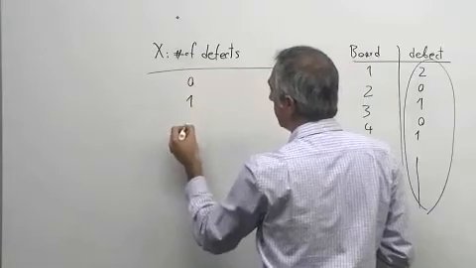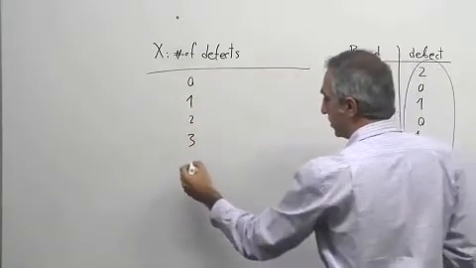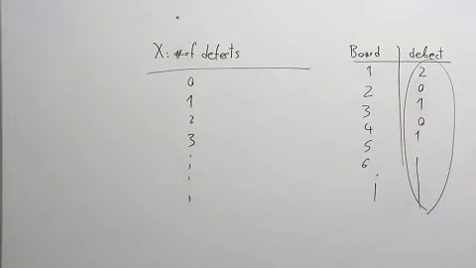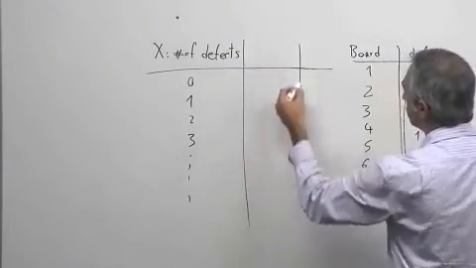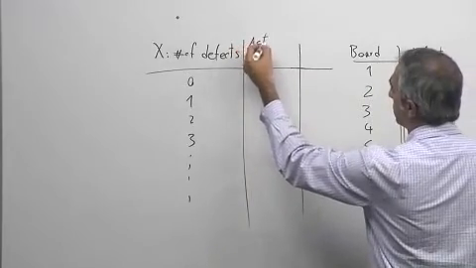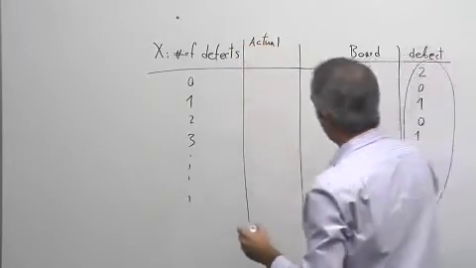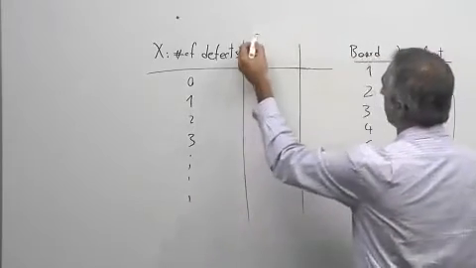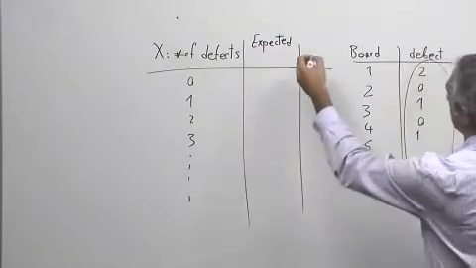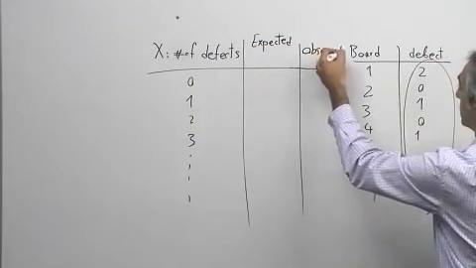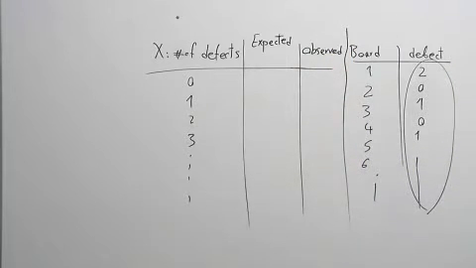It's 0, 1, 2, 3. It could be any numbers, because the Poisson distribution starts from 0 up to infinity. Then what I do, I'll calculate the actual probability, or let's say the expected probability, and yes, the observed probability. Okay? So expected probability and observed probability.